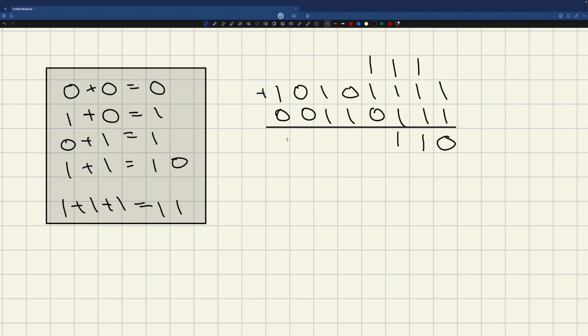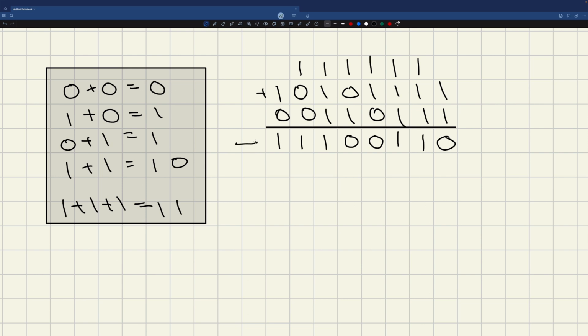1 plus 1 is equal to 10. Put a 0 here, carry 1 here. 1 plus 1 is equal to 10. Put a 0 here, carry 1 here. 1 plus 1 plus 1 is 1, 1. Put a 1 here, carry 1 here. 1 plus 0, well, it's obviously equal to 1. And 1 plus 0 is equal to 1. So we get this binary.